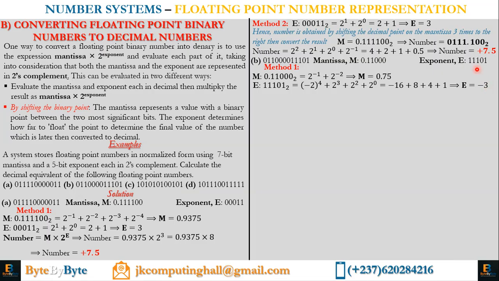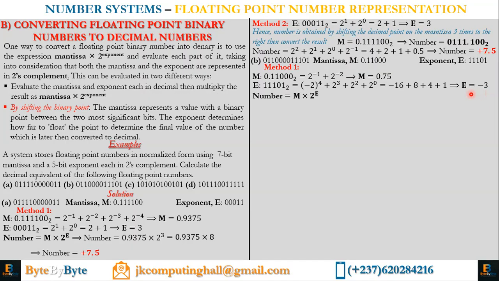Another student could still proceed by saying that you put this in one's complement to have 0, 0, 0, 1, 0. And now when you add 1, it will give you 0, 0, 0, 1, 1. And when you convert 1, 1 to decimal, you have 3. And this first digit implies that our sign is negative, so it still gives you negative 3.